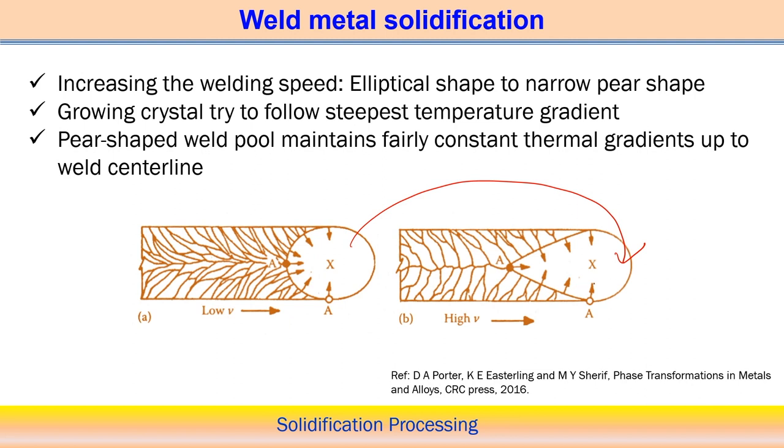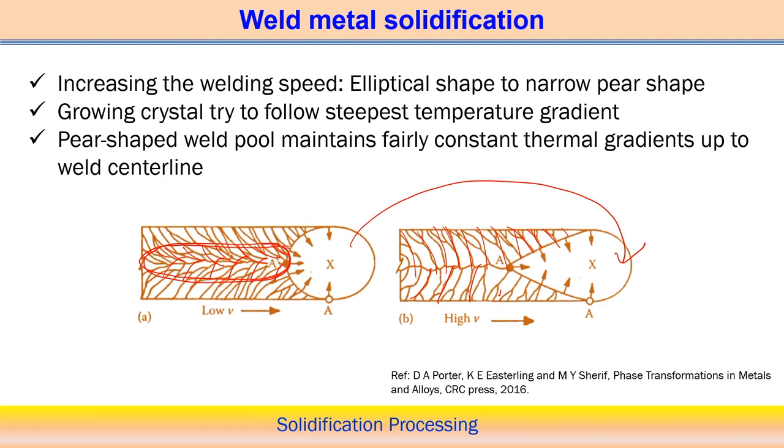So this is the weld pool shape at very high speed, so more or less toward the center it will try to follow an almost constant temperature gradient. That is why the structure is created almost straight to the boundary. But here it may not be able to maintain a constant temperature gradient. When the temperature gradient changes gradually, it makes more slope towards the center. So in this particular zone the temperature gradient is different from the initial temperature gradient.